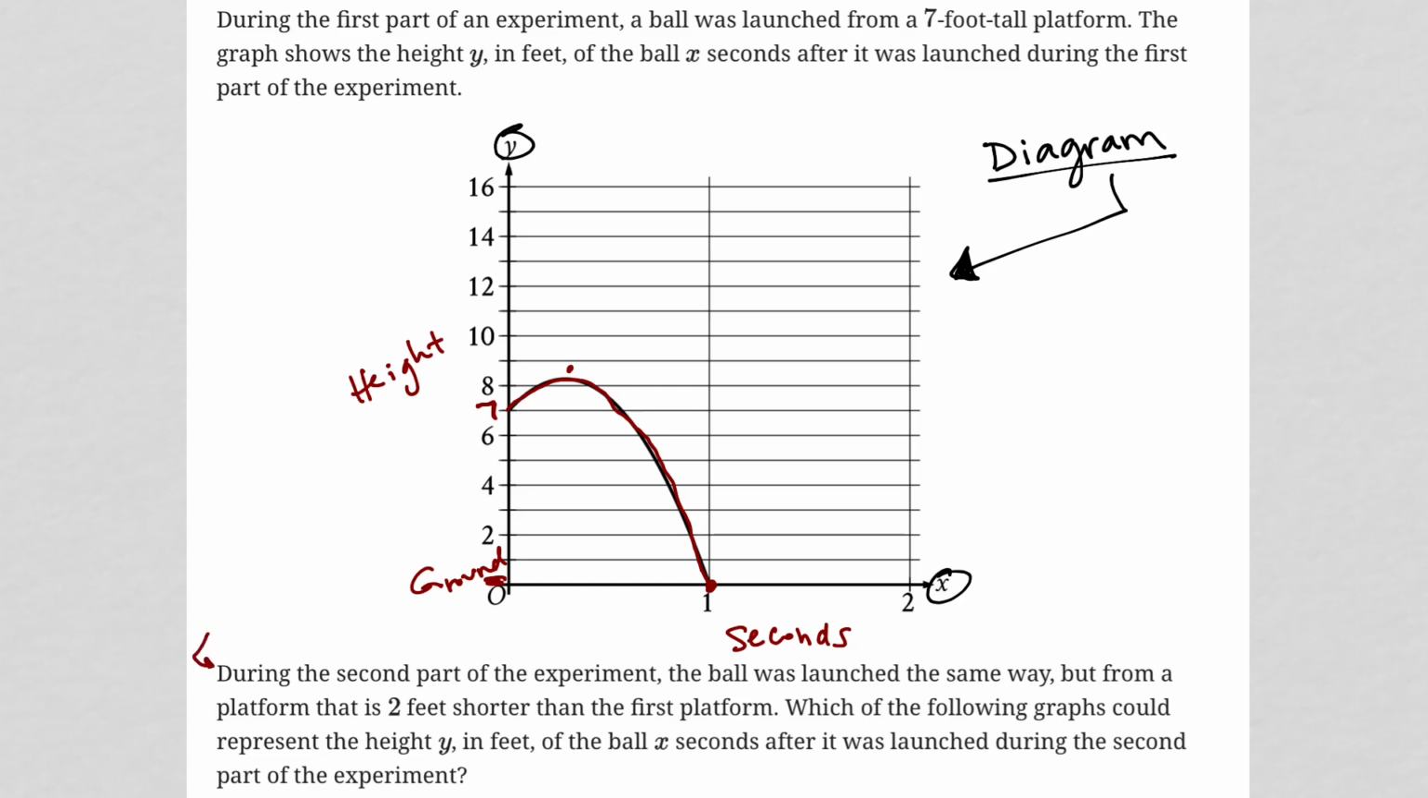The next part of the question says, during the second part of the experiment, the ball was launched the same way, but from a platform that is 2 feet shorter. All right, so then I'll use green. And instead we were at 5, right? So it was launched from here. And what else does it tell us? Which of the following graphs could represent the height, y, in feet of the ball x seconds after it was launched during the second part of the experiment?